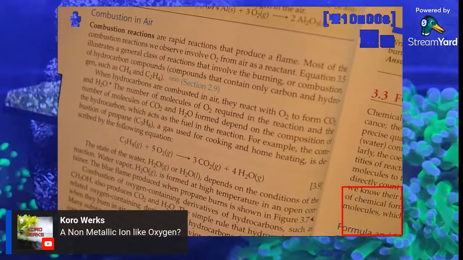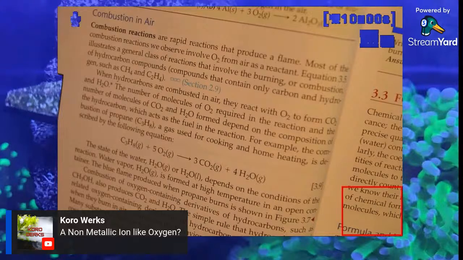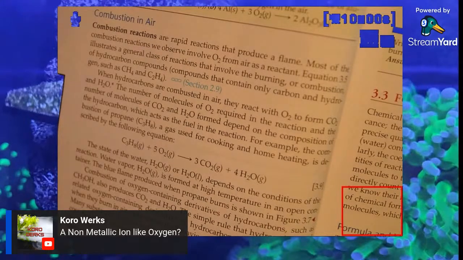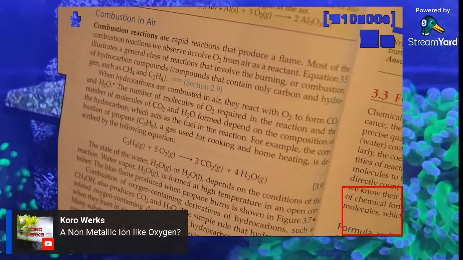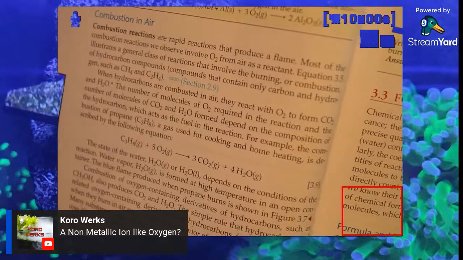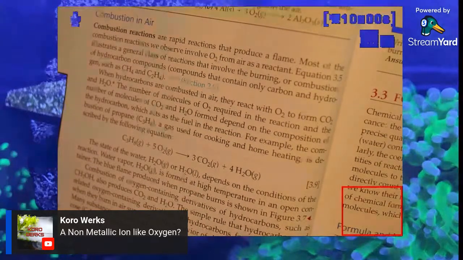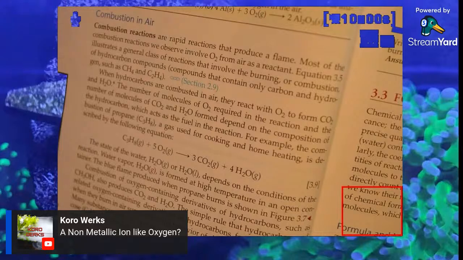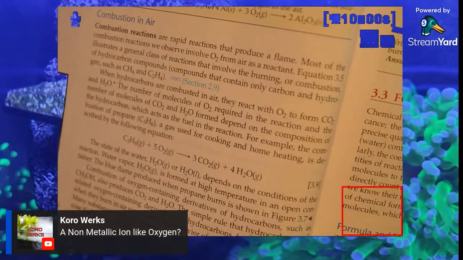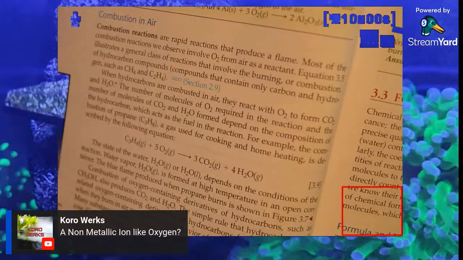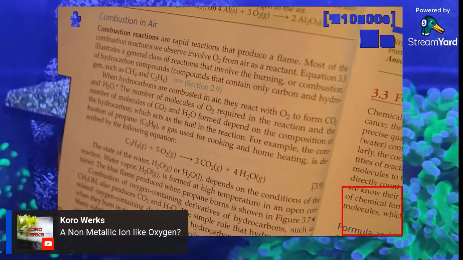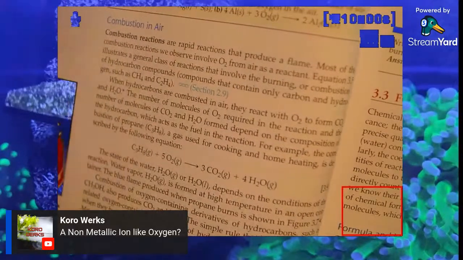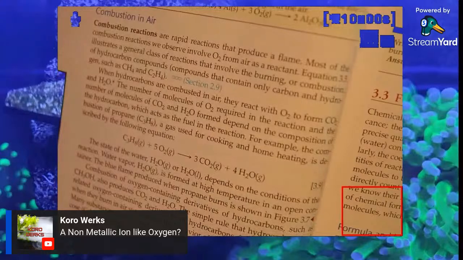All right, there you go. Combustion reactions are combustions in air. So combustion reactions are rapid reactions that produce a flame. Most of the combustion reactions we observe involve oxygen from air as a reactant. So what it's saying, from air, you can get oxygen. Actually, let's just keep going. You get oxygen from the molecule itself. But anyway, that's something else.